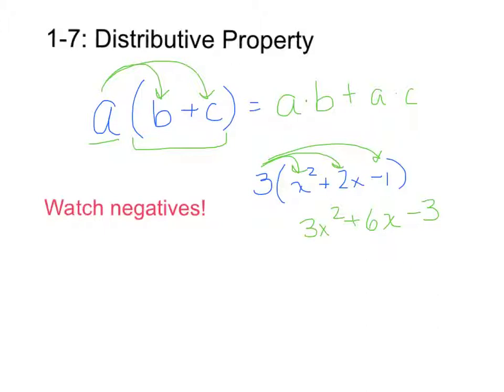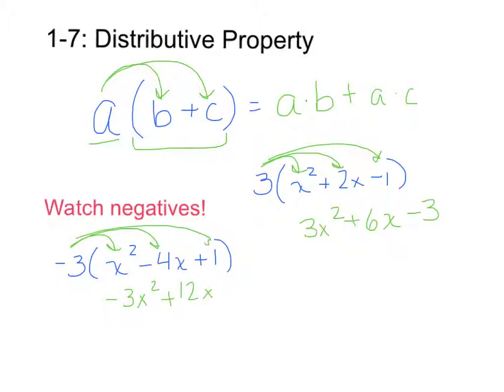One caution with the distributive property is be careful with the negative sign. So if, for example, I have negative 3 times x squared minus 4x plus 1, I need to make sure I distribute a negative. So this would become negative 3x squared. A negative 3 times basically a negative 4 will become plus 12x, and a negative 3 times positive 1 will become a negative 3, which we normally write as minus 3, as opposed to doing plus and negative 3.